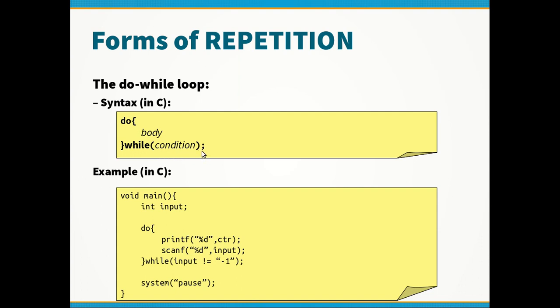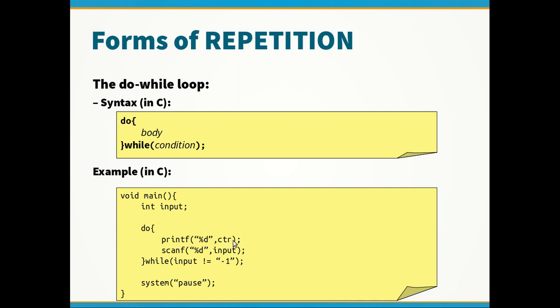And oddly enough, this is probably the only loop that always ends with a semicolon. Yes, at this point we do include a semicolon at the end of the while. That is not true for the for loop or the while loop, but only the do-while. So here we have an example. Given a declared integer input, do the following: print the number of CTR, whatever that is.